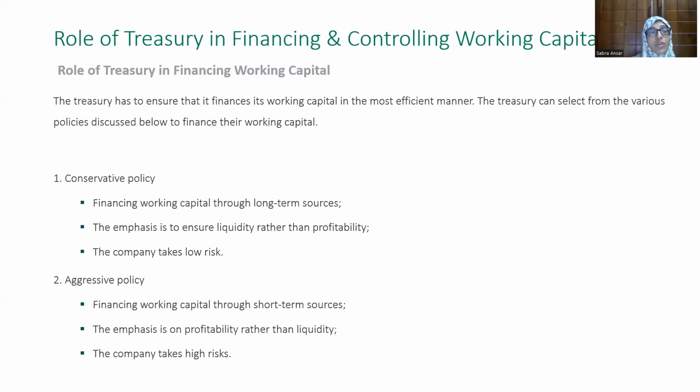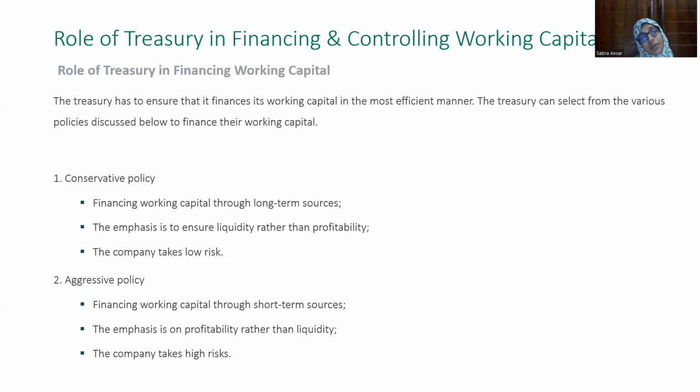Now, moving on, let's look at the role of treasury in financing working capital. Treasury has to ensure that the financing of working capital is the most efficient, and treasury can select from various policies discussed below to finance working capital. One is the conservative policy. This is where the working capital is financed through long-term sources. The emphasis is on ensuring liquidity rather than profitability, and the company takes very low risk.